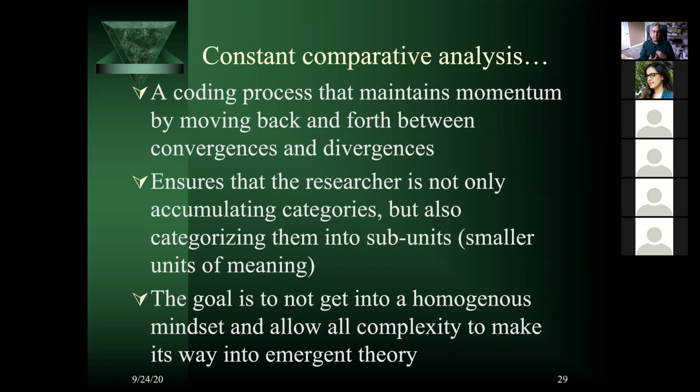So you're trying to understand these smaller units of meaning. What do these smaller units of meaning represent to you, okay, as a researcher? The goal is not to get into a homogeneous mindset, meaning everything can now be painted with the same brush. So you're not trying to homogenize your mindset, homogenize the data, but allowing complexity to make its way into emergent theory.